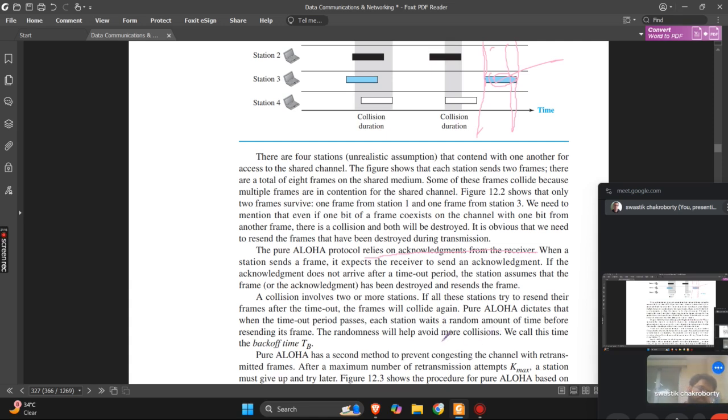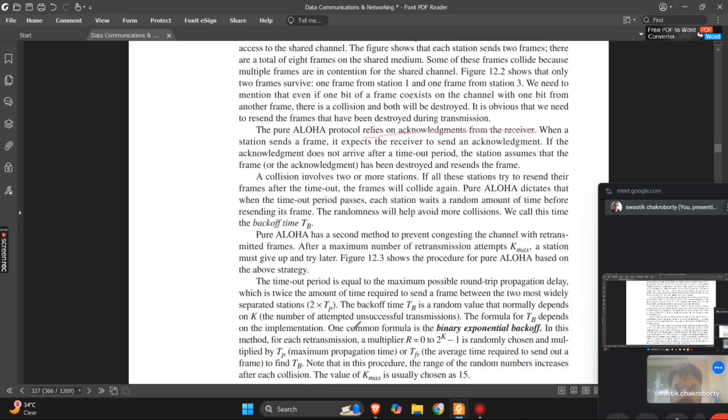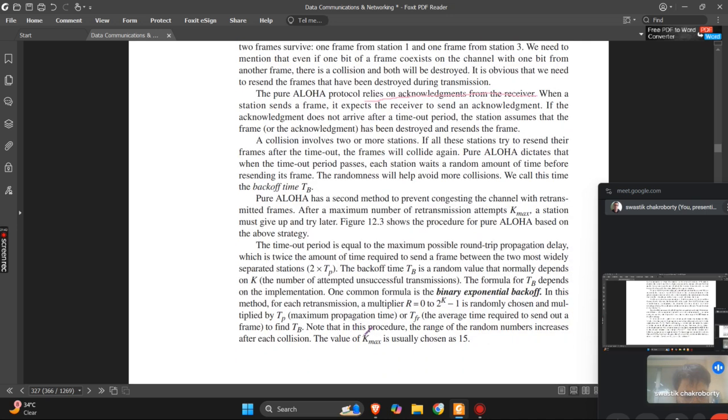Now the thing is, we have relied on acknowledgement, but if you instantaneously retransmit, a collision involves 2 or more stations. If all these stations resend their frames after the timeout, the frames will collide again. Pure ALOHA dictates that when the timeout period passes, each station waits a random amount of time before resending its frame. This time is called back-off time.